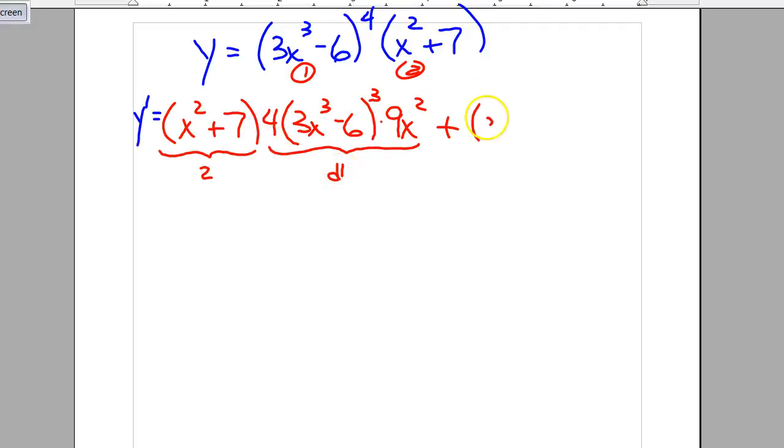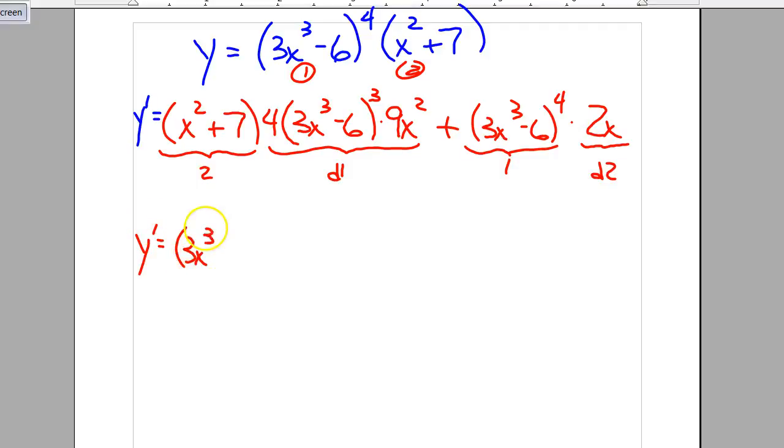Plus 1 d2. So you rewrite the first thing times d2, which is just 2x. Which is a nice relief. So that's 1, and that's d2. And then you're looking for chunks you can pull out. The only chunk I can pull out is that 3x to the third minus 6, and how many can I pull out? 3, right?